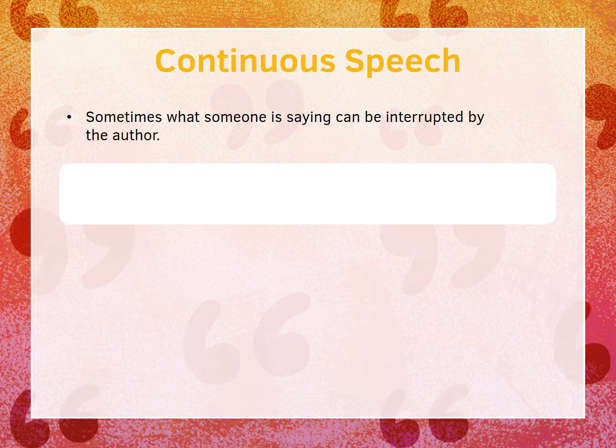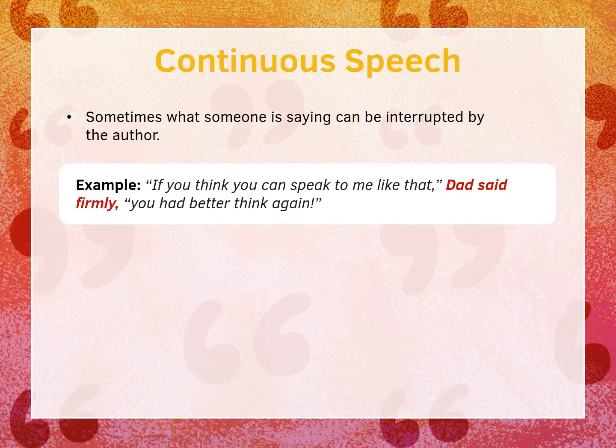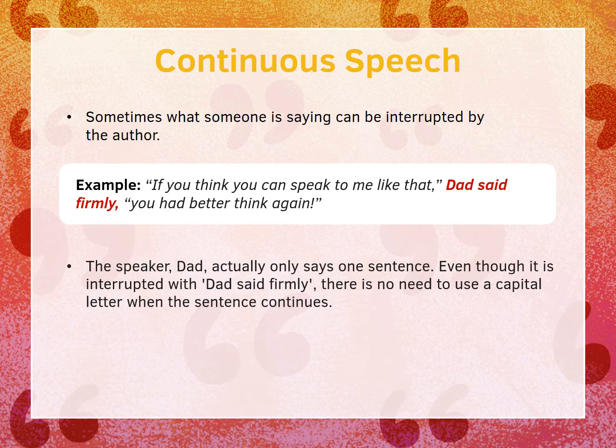Sometimes what someone is saying can be interrupted by the author. For example, "If you think you can speak to me like that," Dad said firmly, "you better think again." The speaker, who is Dad, actually only says one sentence, even though it is interrupted with "Dad said firmly." There is no need to use a capital letter when the sentence continues. So have a look at that sentence. It's one sentence, but in the middle of it, it's interrupted. It's continuous speech. It's the same person talking.